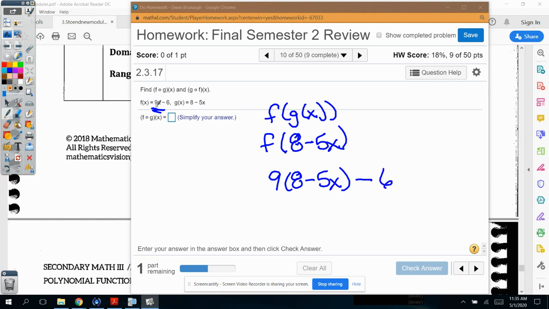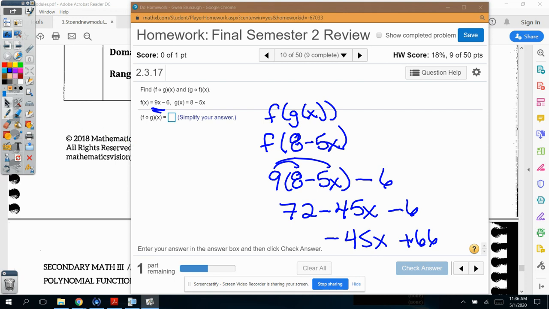So look, still looks like f. 9x minus 6, but you put the g right inside of it. Then you clean up. 72 minus 45x minus 6. And I get negative 45x plus 66.